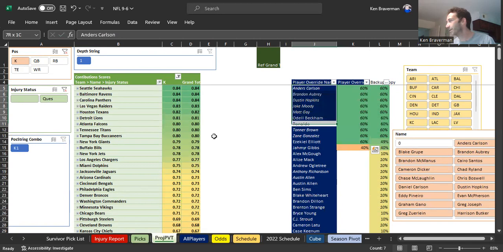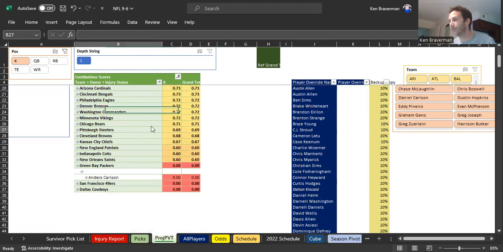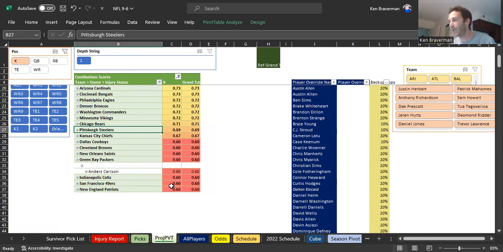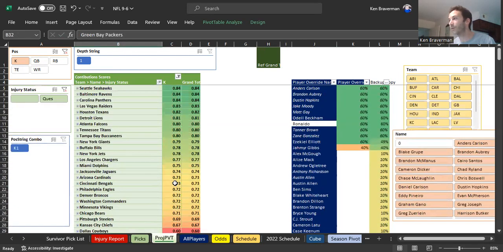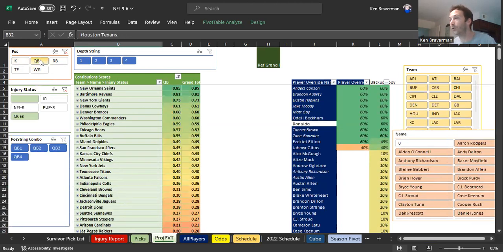So now when we refresh this, because I already did this once, I shouldn't have to do it again. We should get this correct. And the lowest kickers now have a 0.6. So now when we look at our kickers, we're comfortable that our kickers are going to be reasonable for week 1. Good enough.